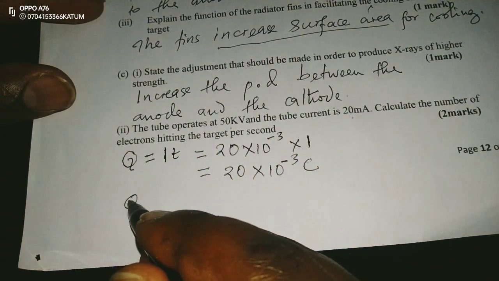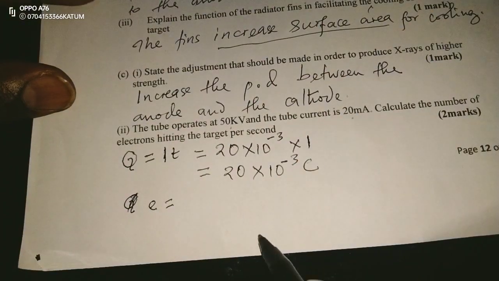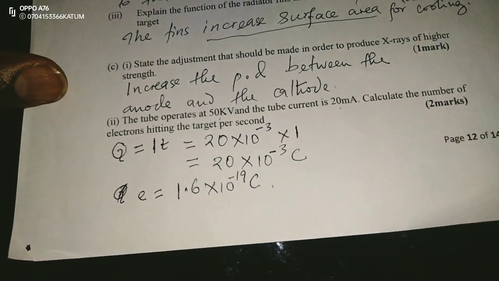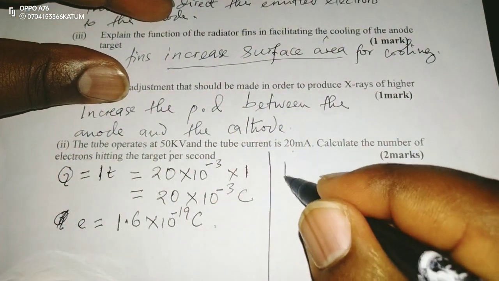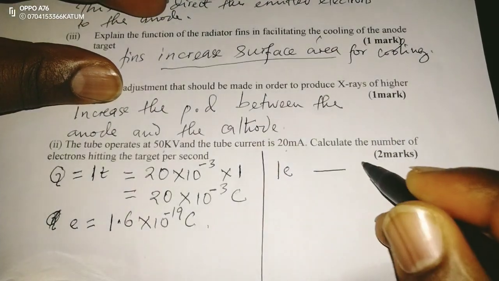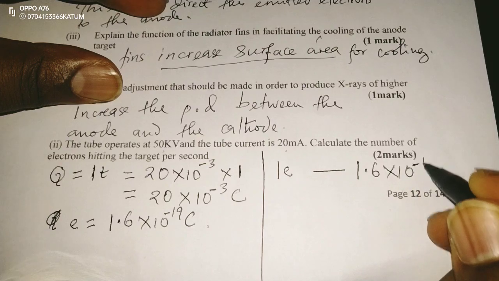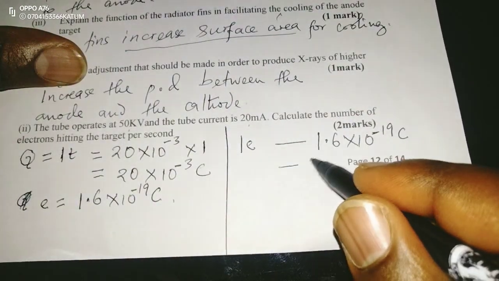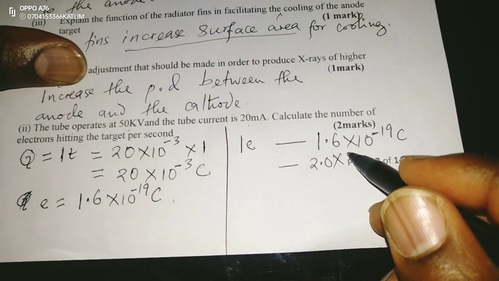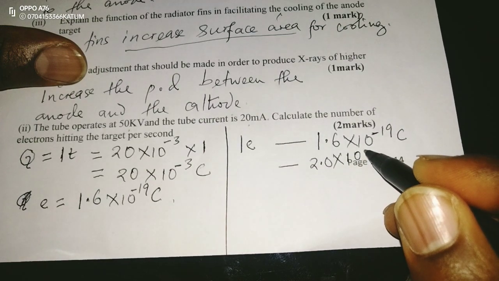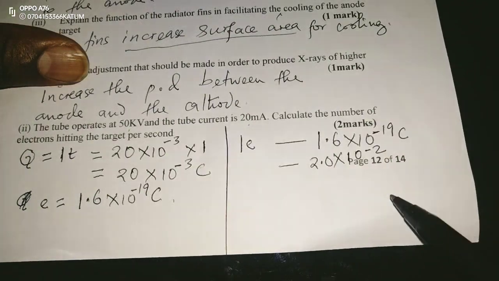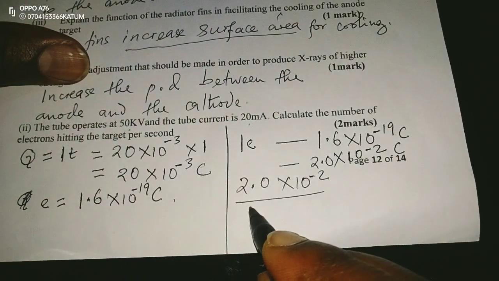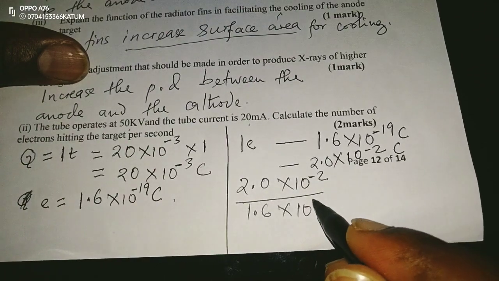Now, the charge of an electron is usually 1.6 times 10 to the power of negative 19 coulombs. So one electron has a charge of 1.6 times 10 to the power of negative 19 coulombs. How many electrons will be in a charge of 20 times 10 to the power negative 3, or rather 2.0 times 10 to the power of negative 2 coulombs? It will be 2.0 times 10 to the power negative 2 divided by 1.6 times 10 to the power of negative 19.